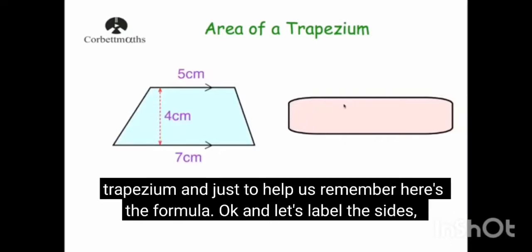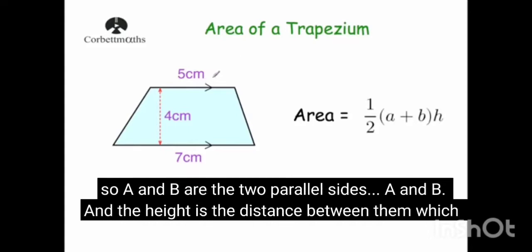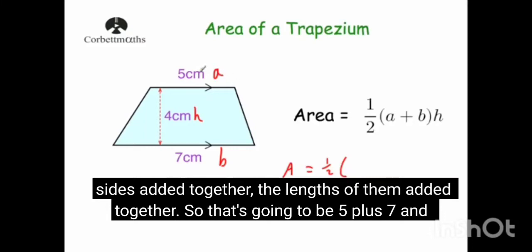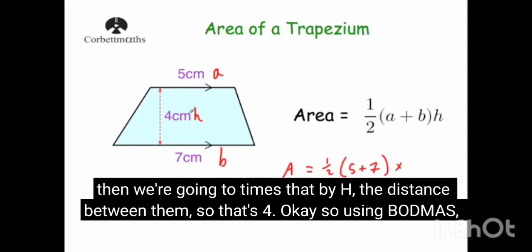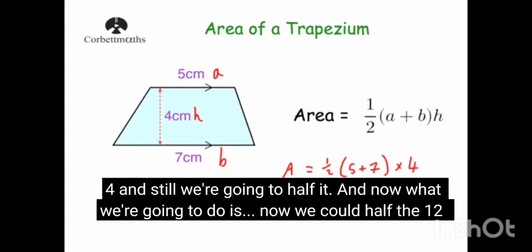So here we've got a trapezium, and just to help us remember, here's the formula, and let's label the sides. So A and B are the two parallel sides, and the height is the distance between them, which is 4. So A is 5, B is 7, and H is 4. So using the formula, the area equals a half, the two parallel sides added together, so that's going to be 5 plus 7, and then we're going to times that by h, the distance between them, so that's 4. Using BODMAS, we're going to work out the 5 plus 7 first of all. So 5 plus 7 is 12, and then still timesing that by 4, and still we're going to half it.